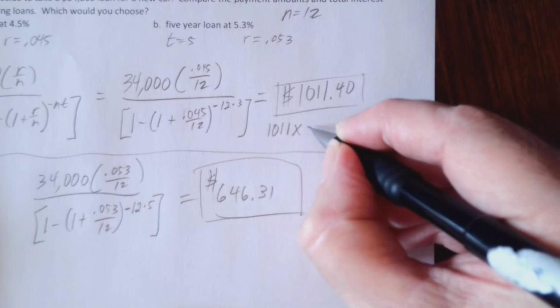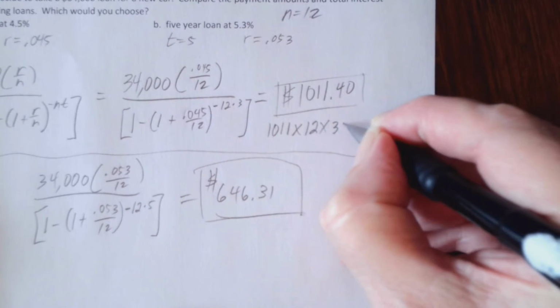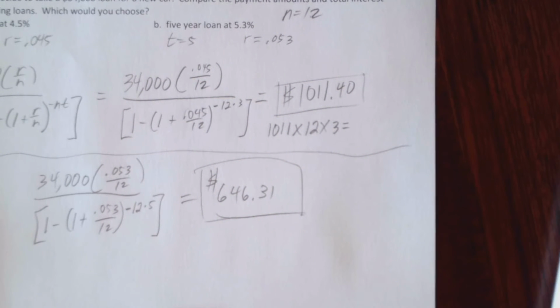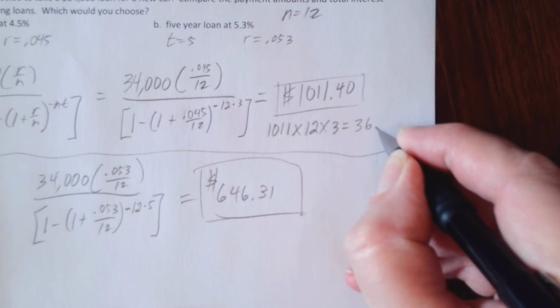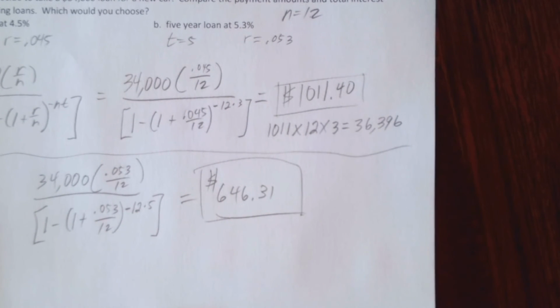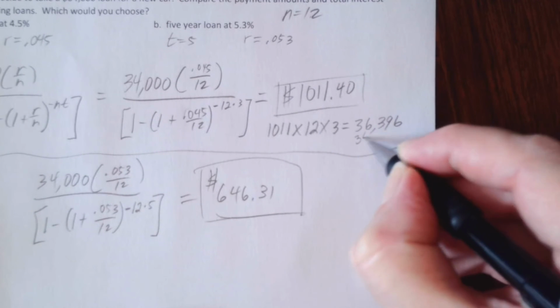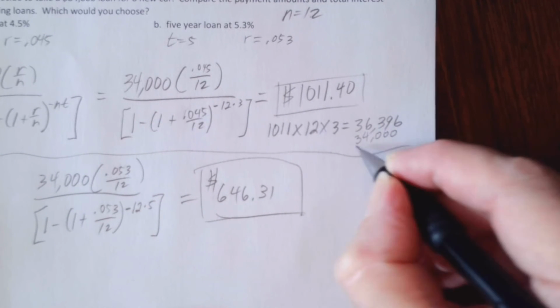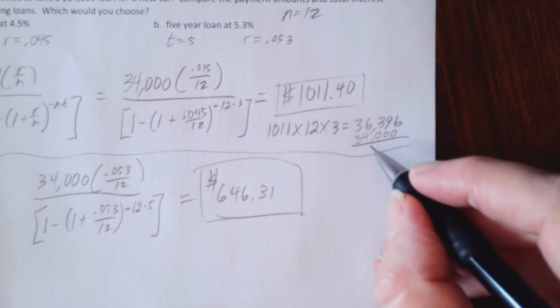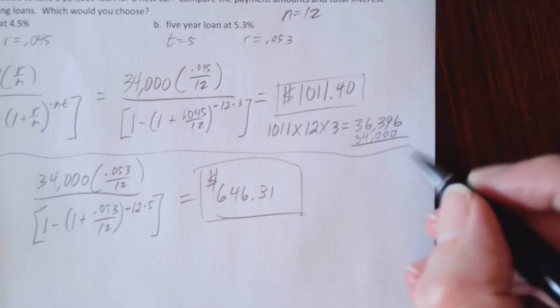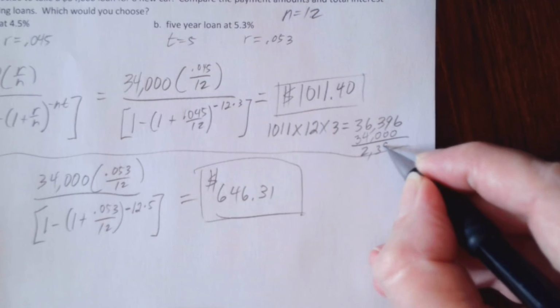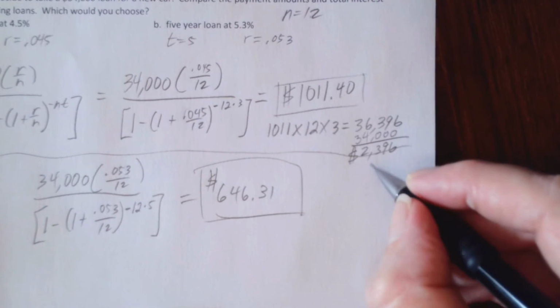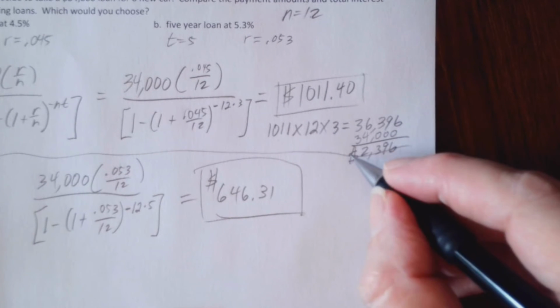$1,011. And we're making 12 payments a year for 3 years. And so if you multiply that out, 1,011 times, I'll just say 36, you get 36,396. Now remember, this was a $34,000 loan. That's how much you had to borrow. So you're paying the $34,000 back and then some. If you subtract, you get $2,396. And so that's the interest that you're paying for this 3-year loan.